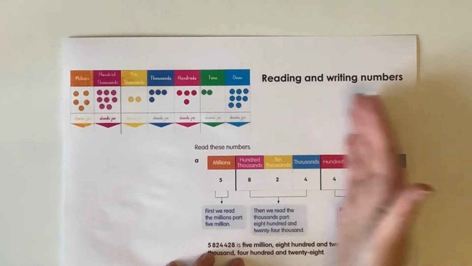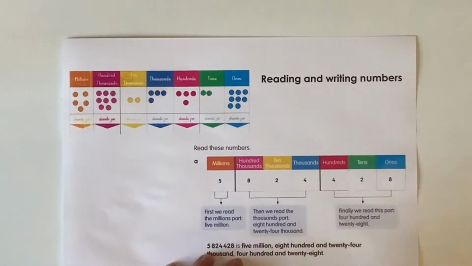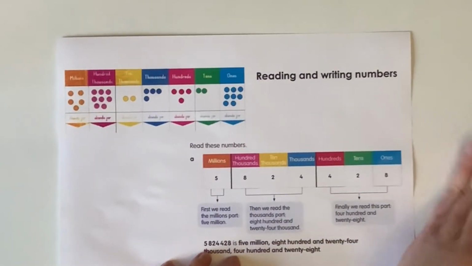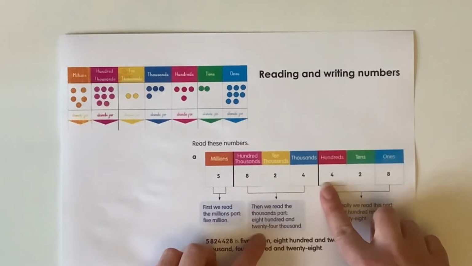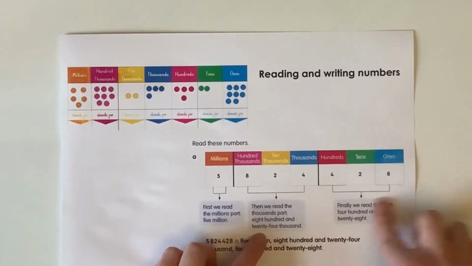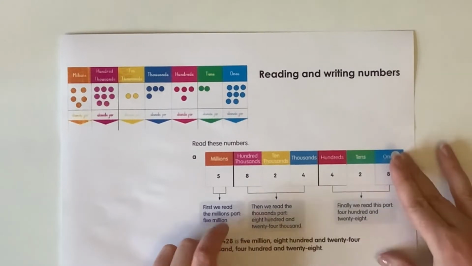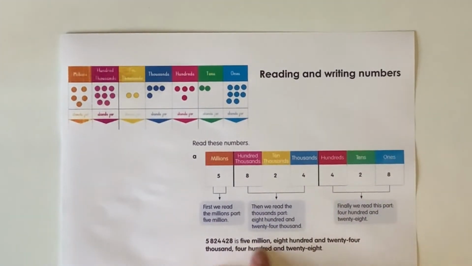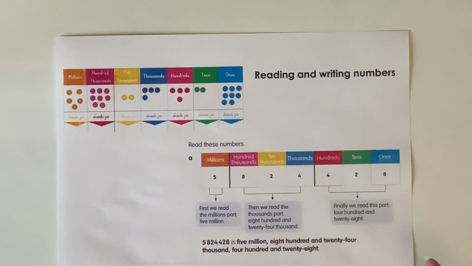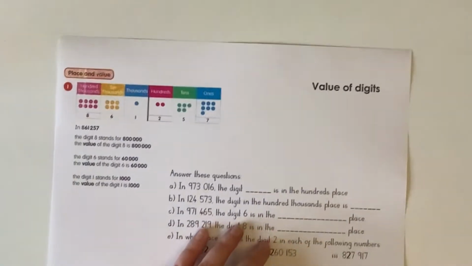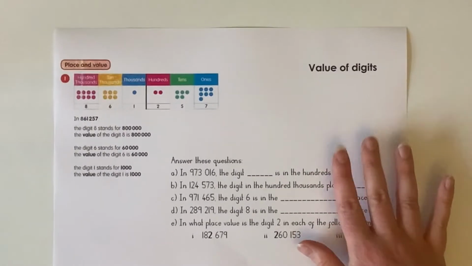So once we've worked backwards, when we read it, we read from left to right. First of all, we read the millions part, so 5 million. Then we read the thousands part, 824,000. And then we read the hundreds, tens and ones, so 428. And then here, just writing it out in words. It's really important that when we write it out in words, we use the correct spelling and we do it accurately. So we've got 5,824,428.